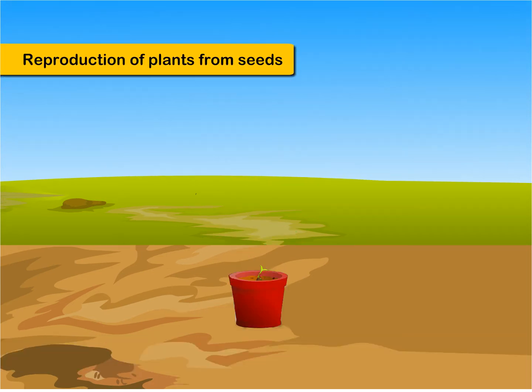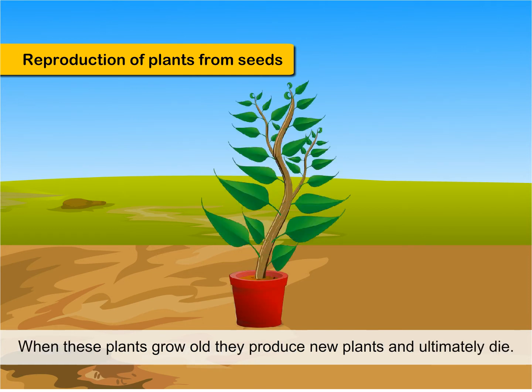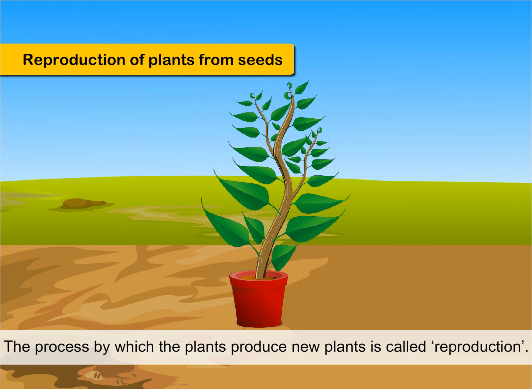Reproduction of plants from seeds. Plants grow from young seedlings. The seedlings gradually grow into a big plant. When these plants grow old, they produce new plants and ultimately die. The process by which the plants produce new plants is called reproduction.